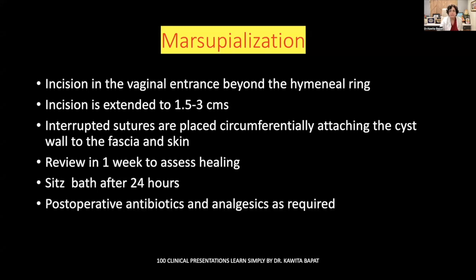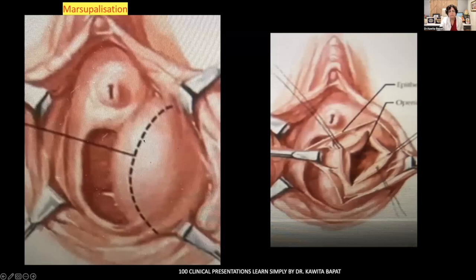Post-operative antibiotics and analgesics are required, because we have made the incision in a bigger manner, up to 1.5 to 3 centimeters, so it needs time to heal, and that is very important, as sutures are being used. So make the vertical circumferential incision, open it, drain it, keep it open, and do the marsupialization by retracting and putting in the sutures.